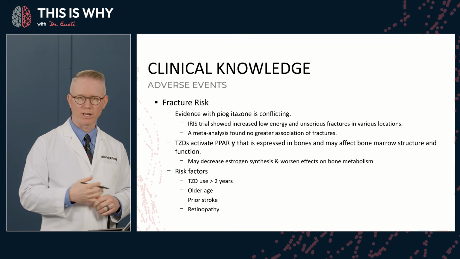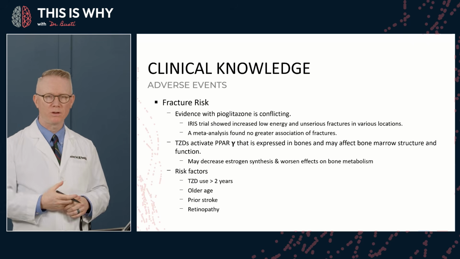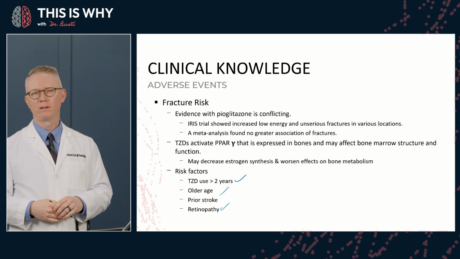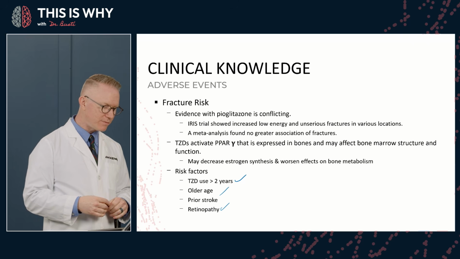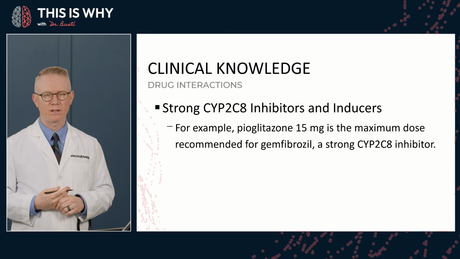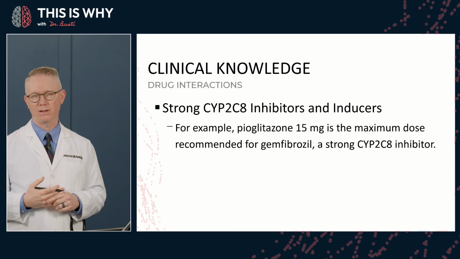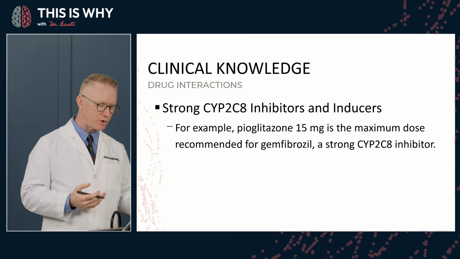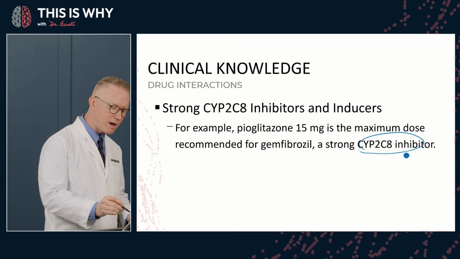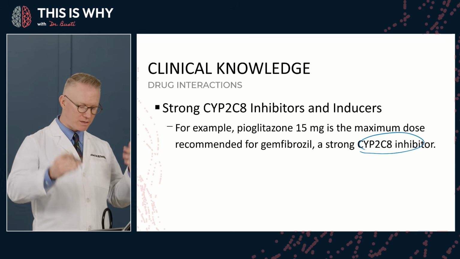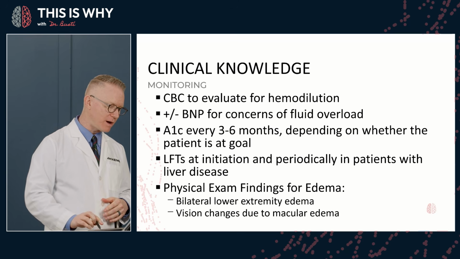Fractures, we saw that also with the SGLT2 inhibitors. That was on that table that I provided you. Obviously, it's going to be a little bit more in patients with chronic use, older age, and patients who have difficulty seeing, because they can fall more easily and then find themselves in difficult scenarios. So don't forget that. And then the drug interactions: pioglitazone goes through cytochrome P450. So you have to be careful with drugs like gemfibrozil, which is a strong inhibitor of phase 1 metabolic pathway 2C8. And so that could raise the concentrations, obviously, in the body.